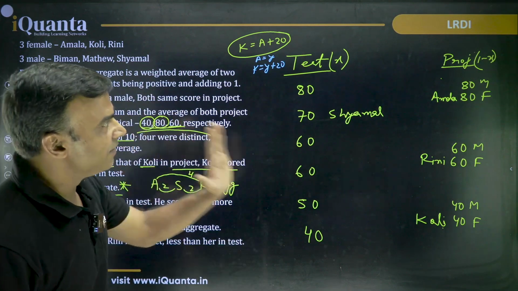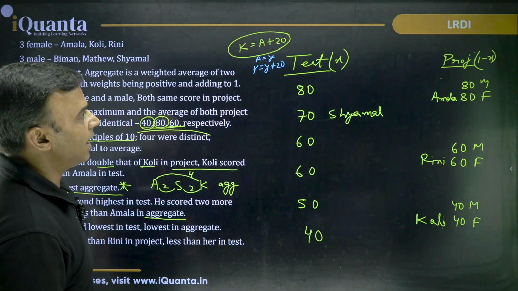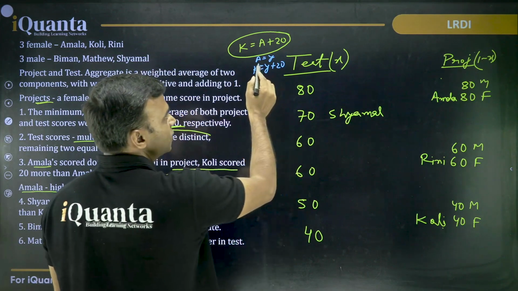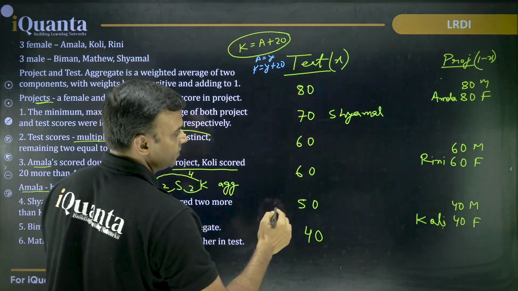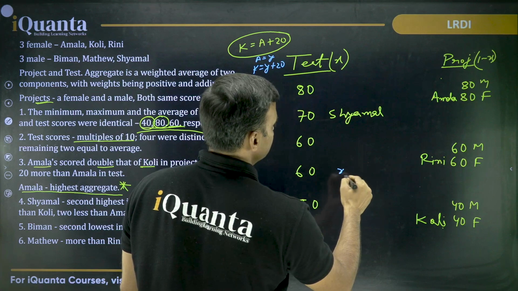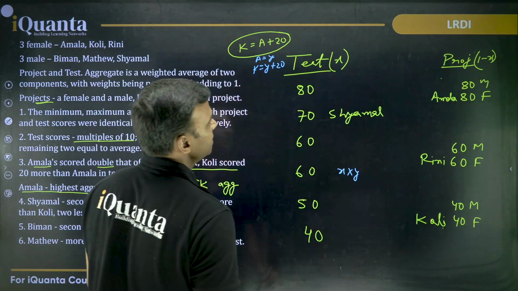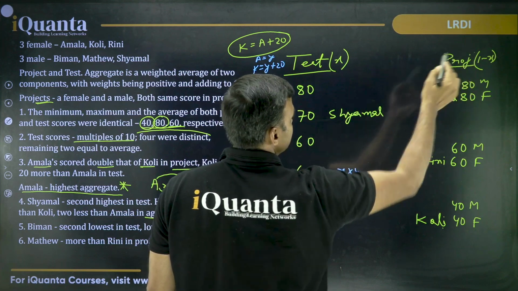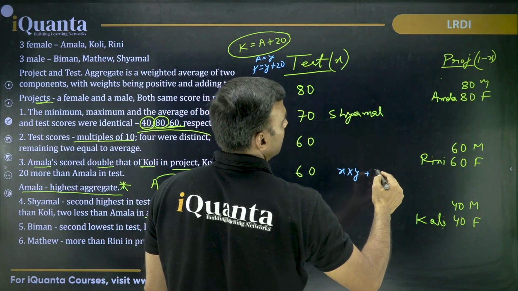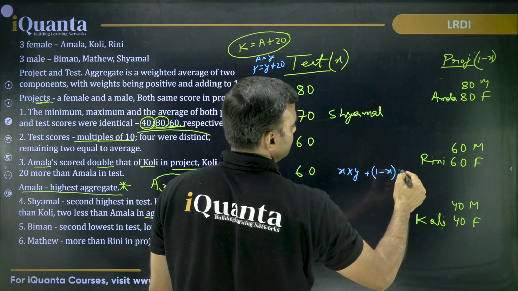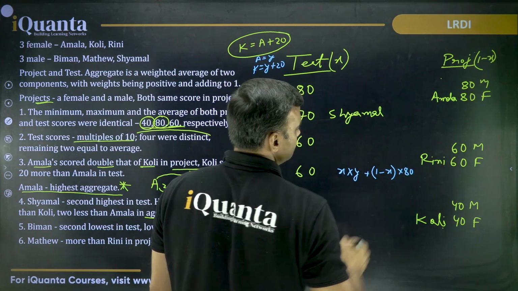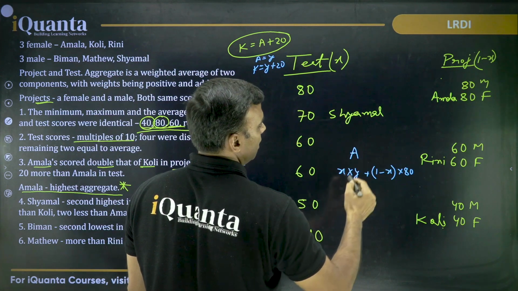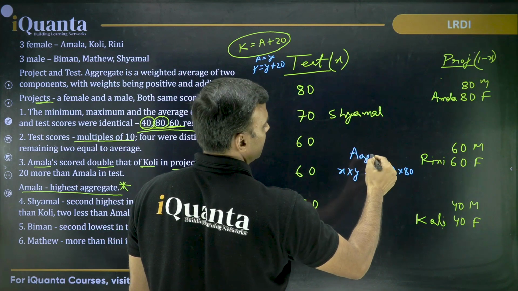Now, calculate the weighted average of Kohli and Amla. What will be the weighted average of Amla? Try and understand that. Amla's score is y, weightage is x. So, I'll use this space, x into y, right? Then Amla's score in project is 80 and weightage is 1 minus x. So, plus 1 minus x into 80, right? This is Amla's aggregate score. Just focus on this. This is Amla's aggregate score.